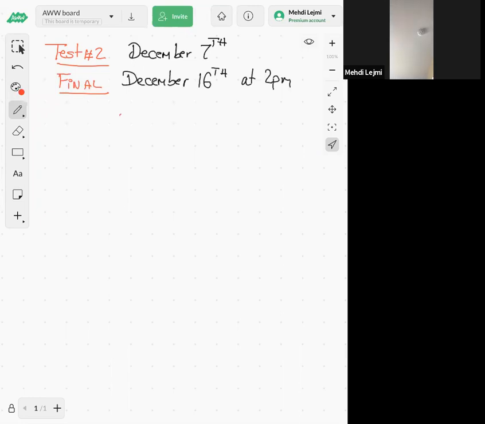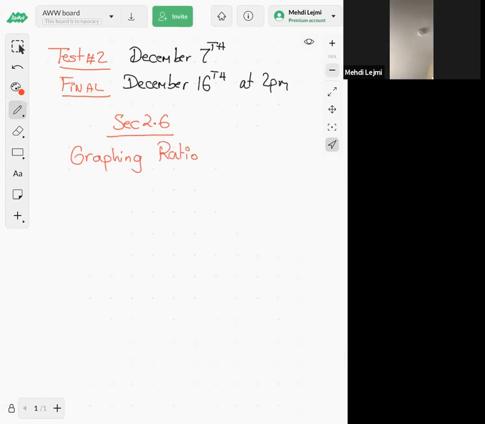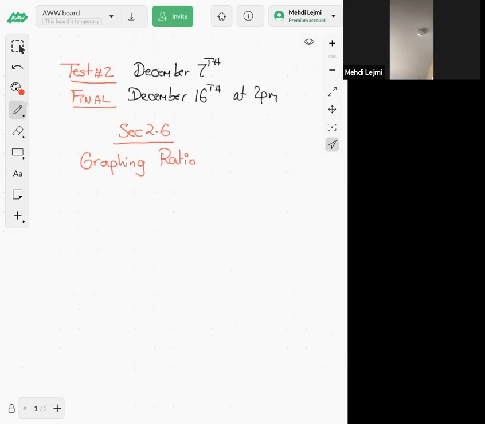So this is again section 2.6, graphing rational functions. Graphing rational functions.